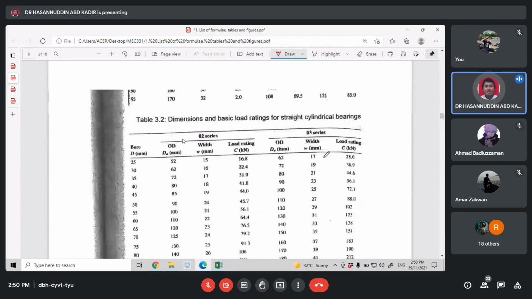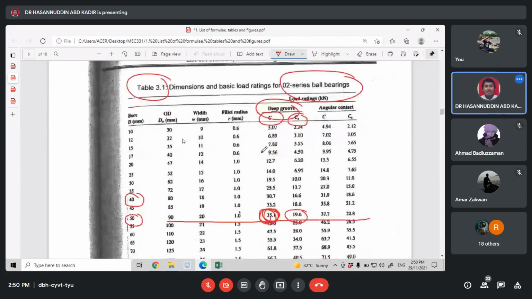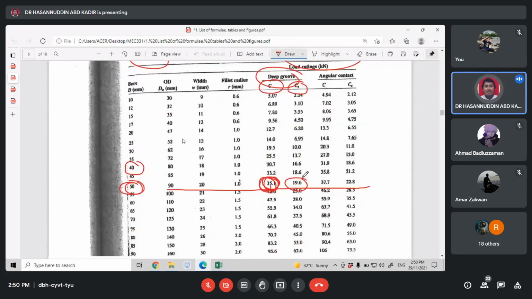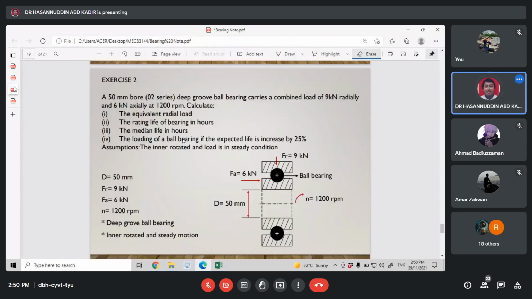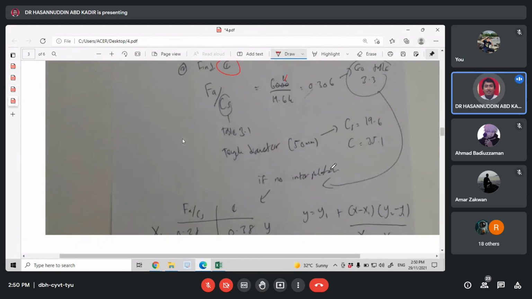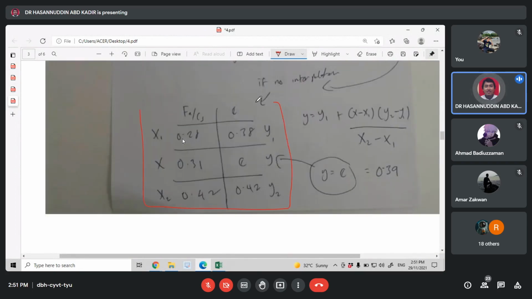So CS ni kamu dapat daripada mana? Daripada table 3.1 ni lah, because dia dah mention 50 mm ball bearing deep groove. So kamu boleh cari lah dia punya CS, dia punya C dia berapa. Okay, kamu dapatkan value dia ni, lepas tu dapatlah value dia. Then kamu pergi bahagian table tu, bahagian mana? Section kamu dapat FA over CS tu bahagian sini. So kamu kena buat interpolation untuk dapatkan the value of E dulu. Boleh guna bahagian formula ni, kena tulislah. Kena buat table macam ni lagi senang supaya kamu tak buat silap. Dan kamu akan dapatlah the value of E tu berapa.